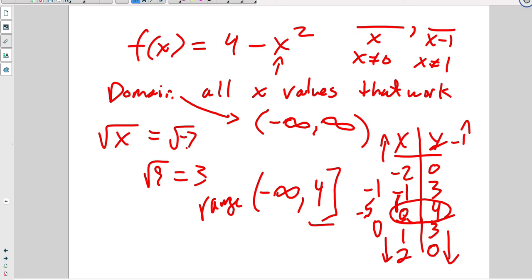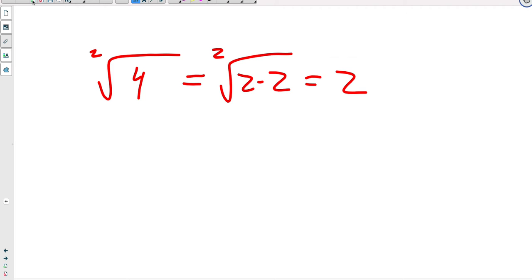Hopefully that helped. How about the next one I had, which was 26. Okay, so 26 is a little bit different. All we have to do is find the domain. So in class, we had a rule, if we have a square root, plus 6. So here's the function.